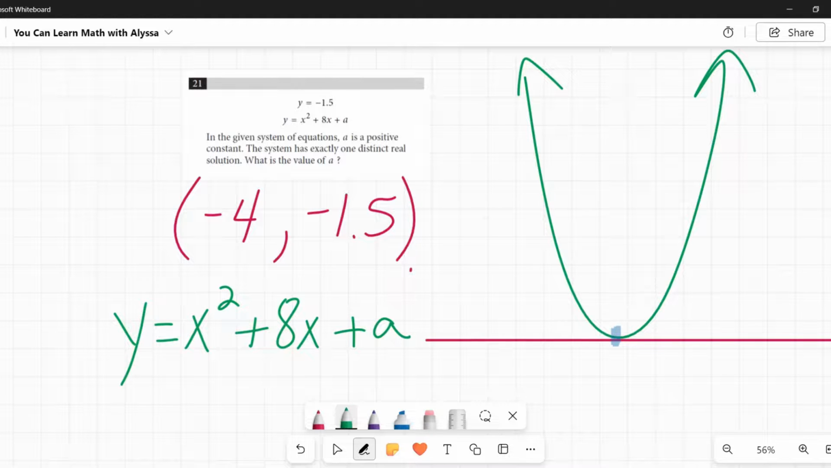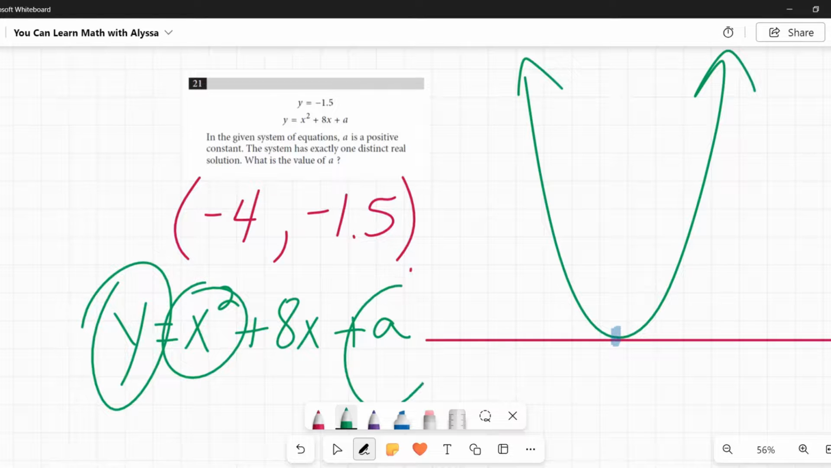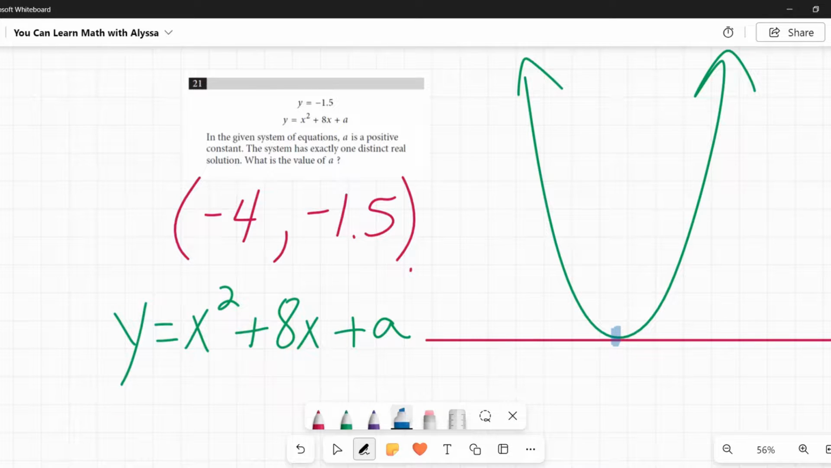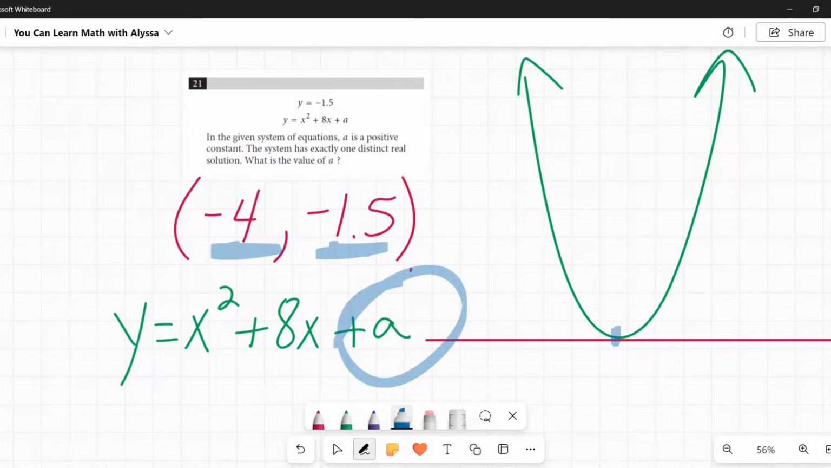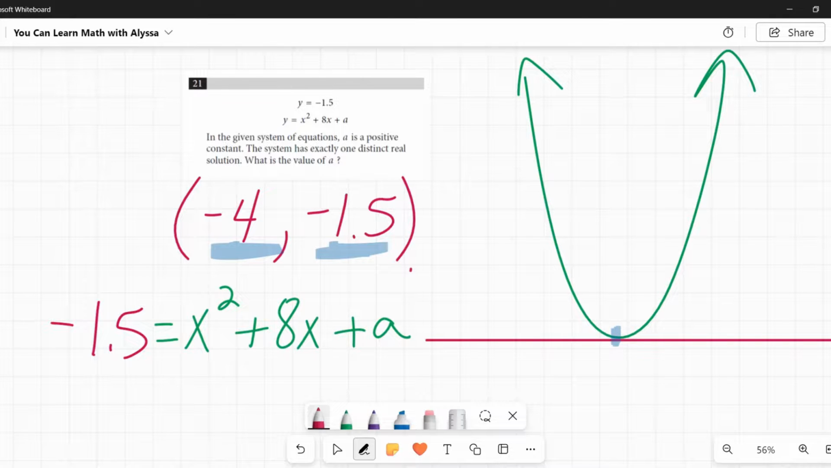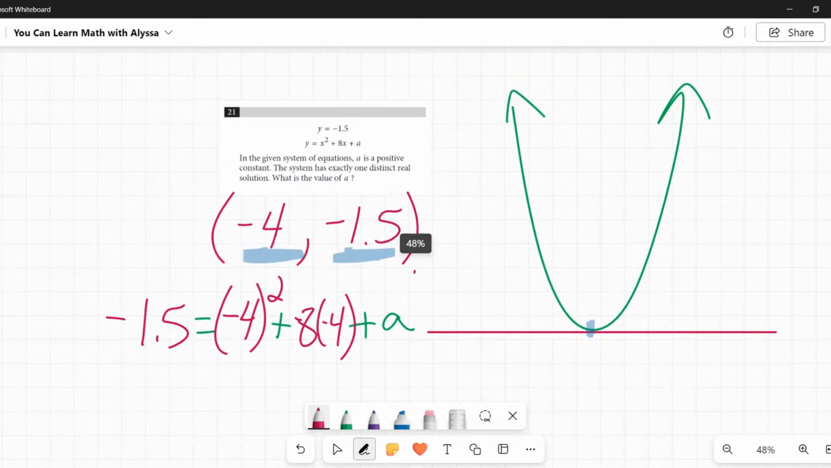And we need to solve for a. Well, I've got three variables. I've got x's, I've got y's, I've got an a. How do I solve? Hey, I have an x and a y. I can plug in for these x's and y's, and then I can solve for a. So let's do that. First, this y, I'm going to erase it and replace it with that negative 1.5, the y from that vertex. And then for the x's, we have that x squared. Let's replace that with negative 4 squared. Then that 8x, so 8 times negative 4. And the a just stands alone.